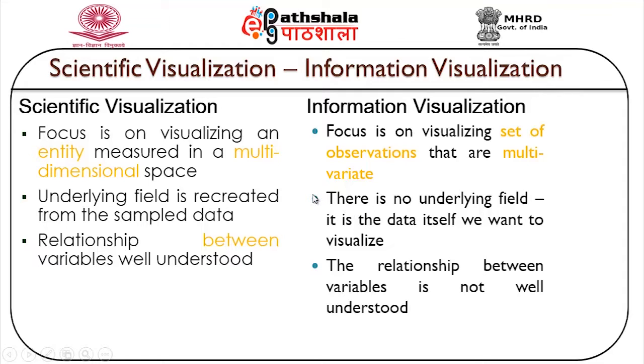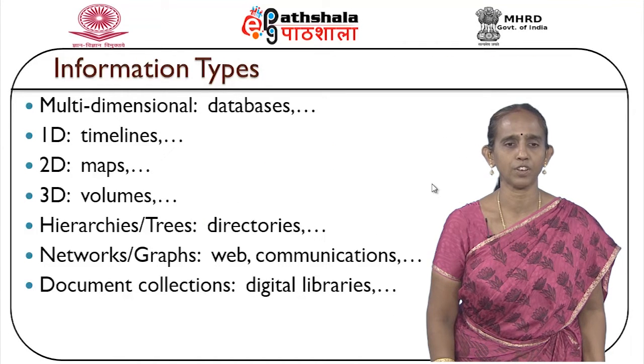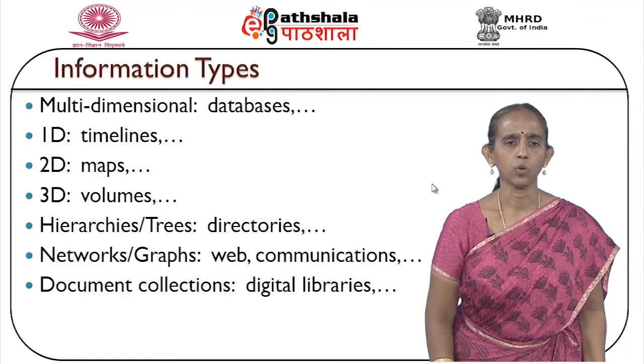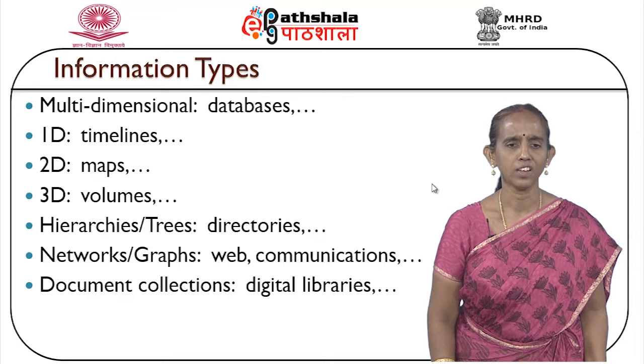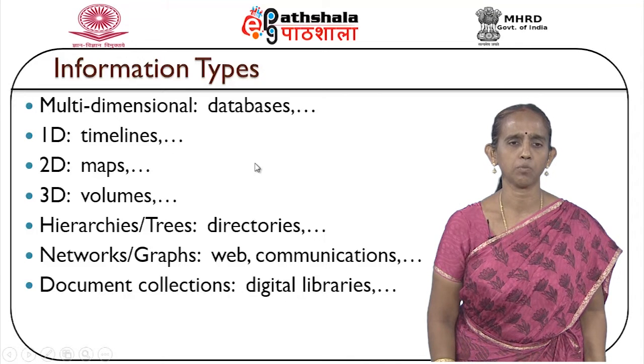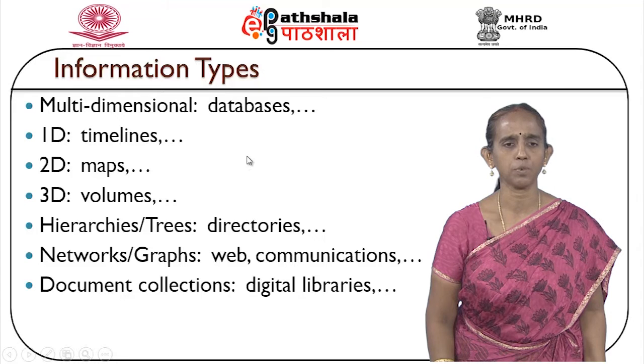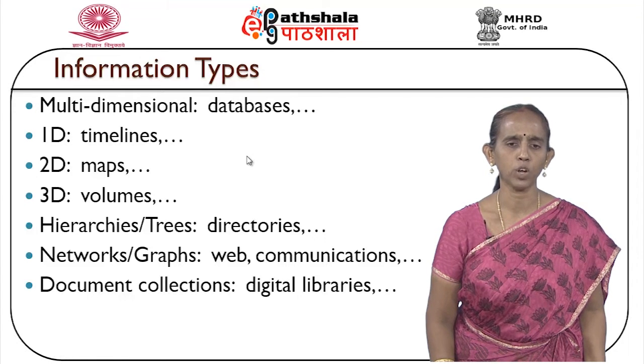In scientific visualization it is easy for us to understand the relationship between the various variables, whereas in information visualization the relationship between the various variables is not well understood. So, these are the pros and cons associated with scientific and information visualization. With respect to the information types, we classify the visualization as multidimensional, one-dimensional, two-dimensional, three-dimensional, hierarchies and trees, networks and graphs, and document collections. So, examples of one-dimensional information types are timelines. Example of two-dimensional information types are maps. For three-dimensional we have volume representation. For hierarchies and trees, we have directory representation.